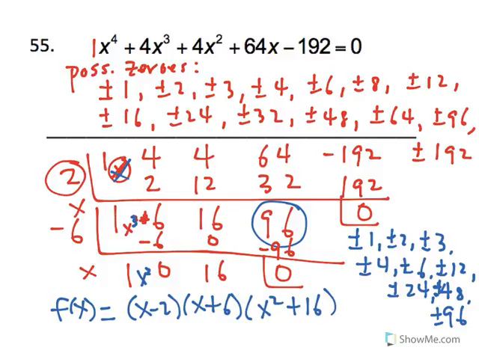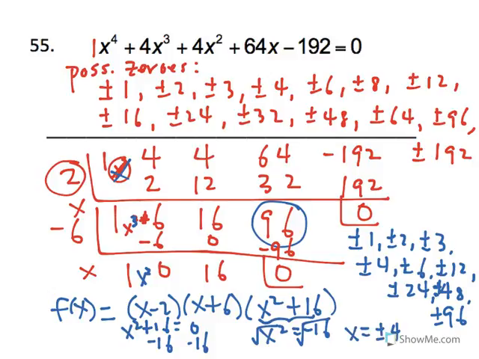We're going to solve the last factor for 0. So we have x squared plus 16 equal to 0. We're going to subtract 16 from both sides. That will give us x squared equals negative 16. When we take the square root of that, we will end up with plus or minus 4i. And so the zeros are going to be plus or minus 4i, negative 6, and 2. So those are all of the zeros for this polynomial function.